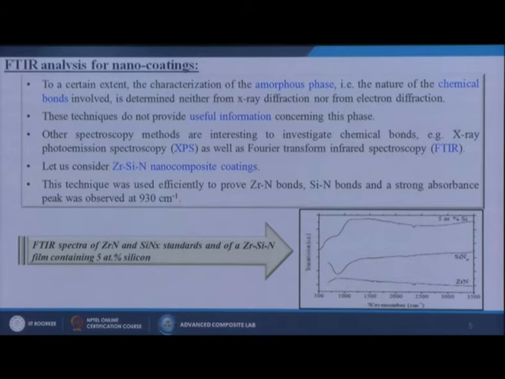Let us consider the zirconium silicon nitrogen nanocomposite coatings. These techniques were used efficiently to prove zirconium-nitrogen bonds and silicon-nitrogen bonds, and a strong absorbance peak was observed at 930 per centimeter. Here is the FTIR spectra of zirconium nitride and silicon nitride compound standards and of a zirconium silicon nitride film containing 5 atomic percent of silicon.